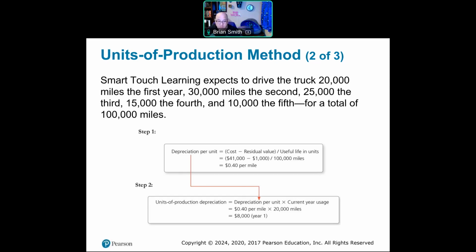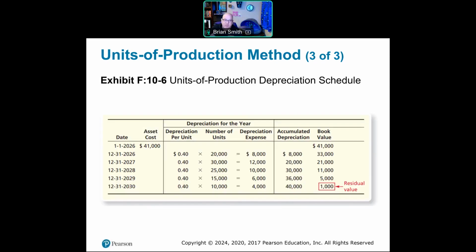So once you get that, we're going to depreciate this truck at 40 cents per mile. We're going to track the miles, and in year 1, oh, that's convenient, they put 20,000 miles. Anyway, so you do the math: take the cost per unit of production and multiply by the total number of that production, in this case miles. Let's look at what they did.